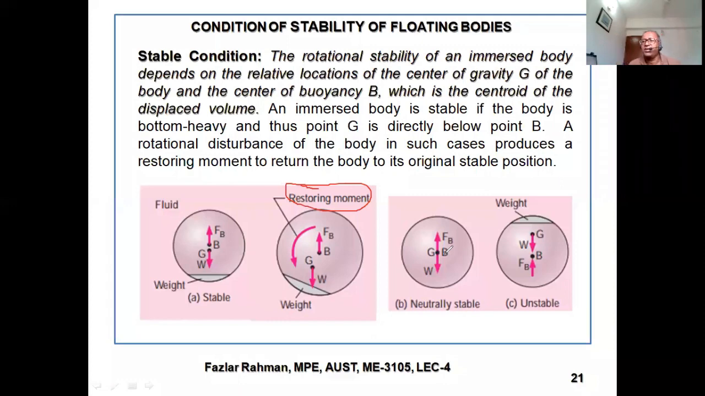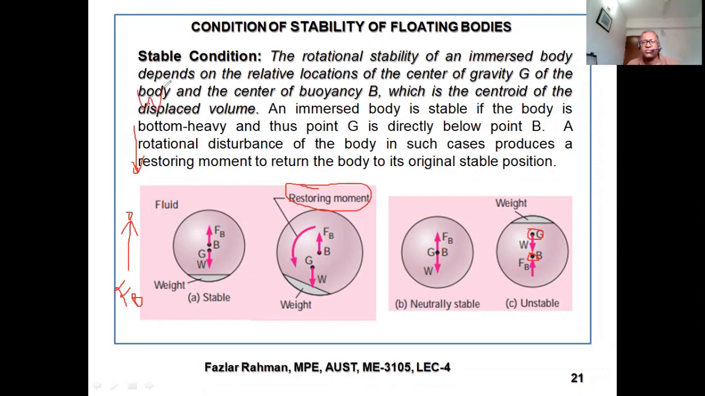Because there is no restoring moment. But if a body has higher weight at the top, then what will happen? CG will be on top of the buoyancy center. That means your buoyant force, FB, works from the bottom of the body in the upward direction, and the weight of the body, W, works downward through this point.